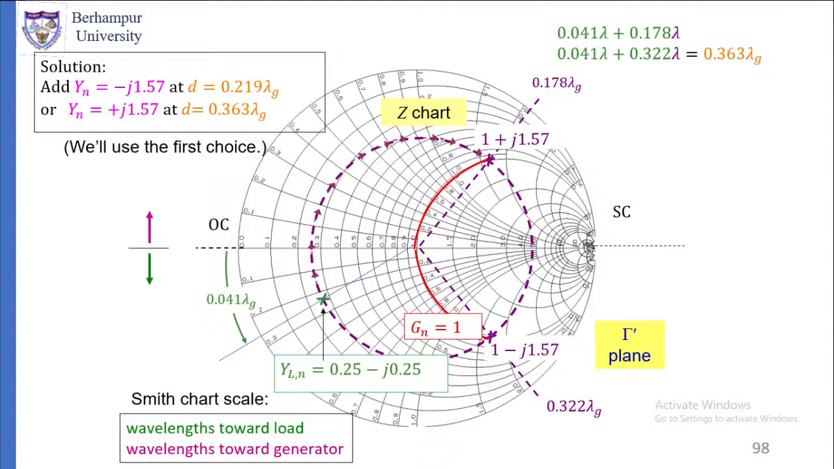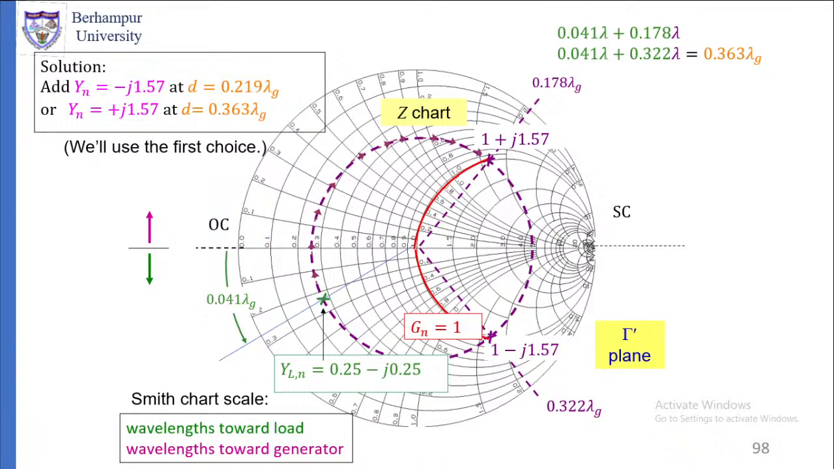So look at that point. How to look at that point? First find out G is equal to 0.25 circle. So constant G circle. Then find out the constant susceptance circle, which is 0.25, where they meet each other. That point is the YL in. So as we have done in the last class, in this class also you find out the YL in point.